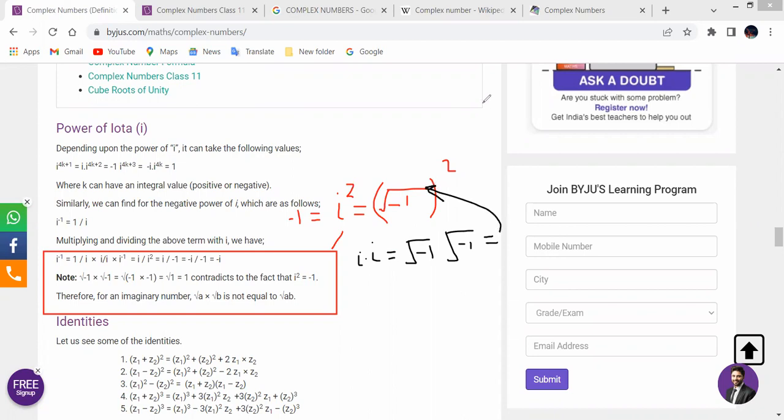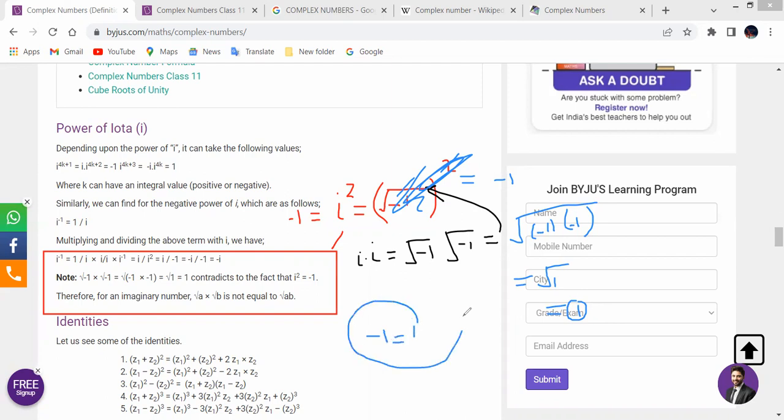Further, if we take this, this will be cancelled out. So this will be equal to minus. You can write it as square root of -1 multiplied by -1. So -1 will be +1. So this will be equal to 1. So what is the difference here? How can -1 be equal to 1? So this is a contradiction.